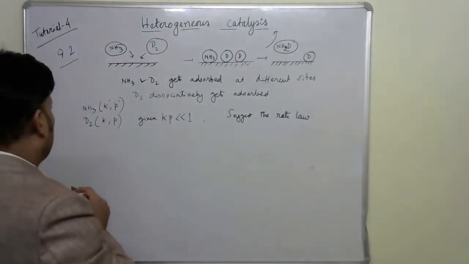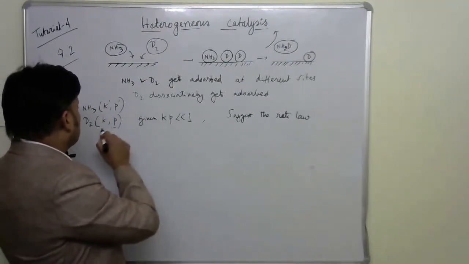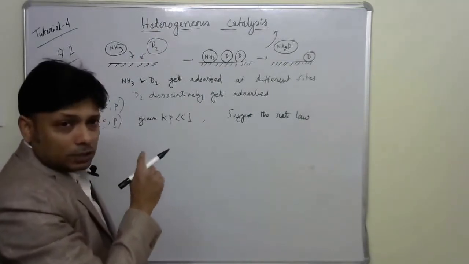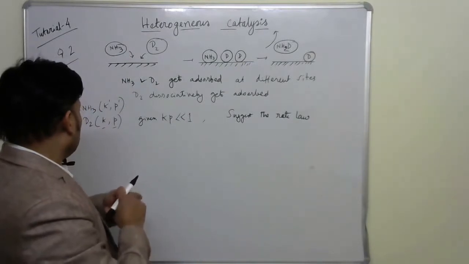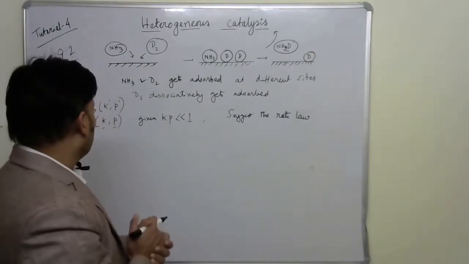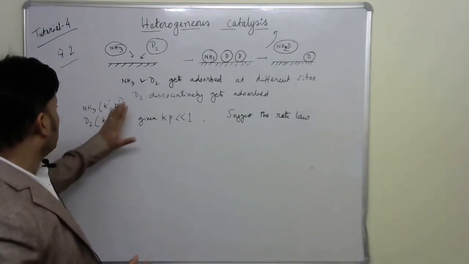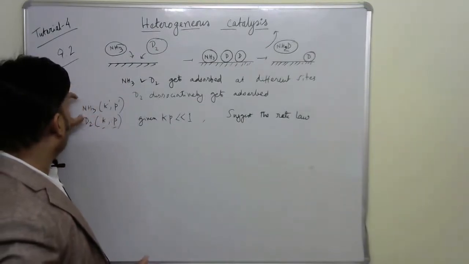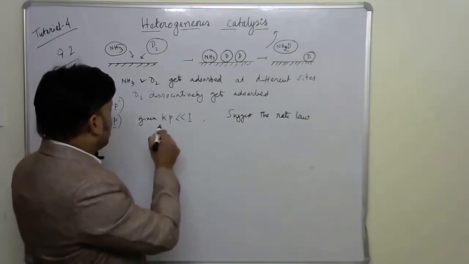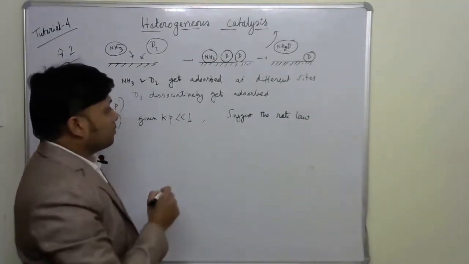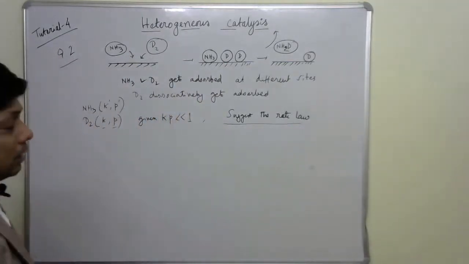Now what's given is that for D2, its partial pressure is P and the equilibrium constant is K. The equilibrium constant for adsorption means K is equal to the rate constant of adsorption divided by the rate constant of desorption. And we assume that the partial pressure of NH3 is P prime and the corresponding equilibrium constant is K prime. It's also given that for deuterium, Kp is negligible with respect to 1. And it asks us to find, or suggest, the rate law.